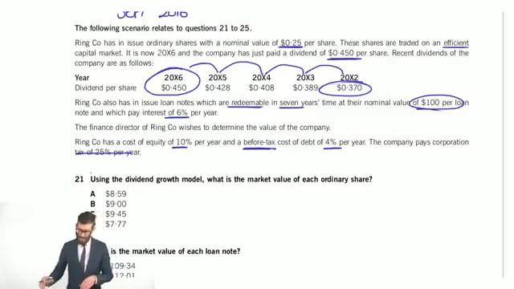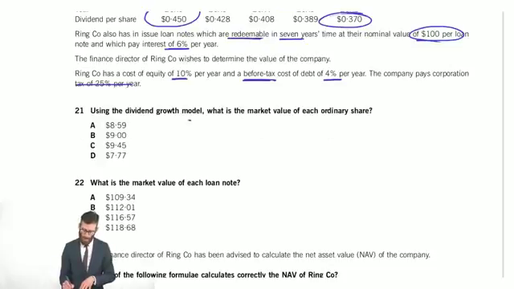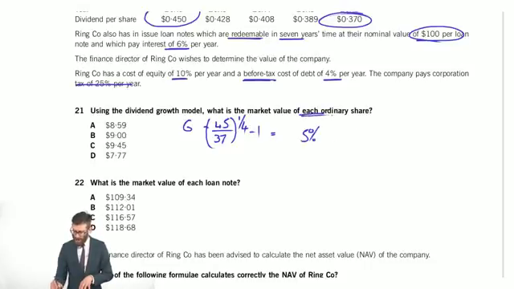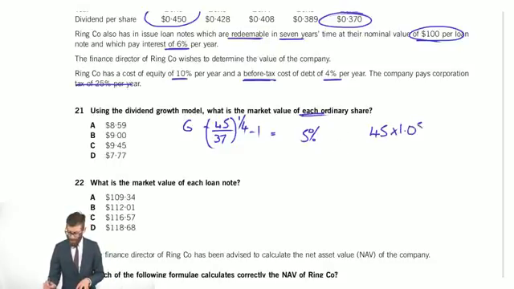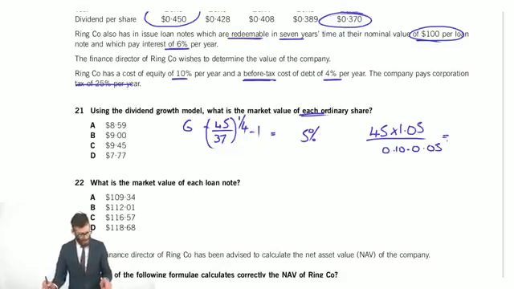So what do we need here? We need to do two things. We need to calculate growth. Well, growth will equal (45 over 37) to the power of 1 over 4, minus 1. We're looking there at growth of 5%. So what is the market value of each share? We're going to use dividend per share rather than the total dividend. 45 cents times 1.05 divided by our cost of equity of 10% minus 0.05. Well, that comes in at $9.45.